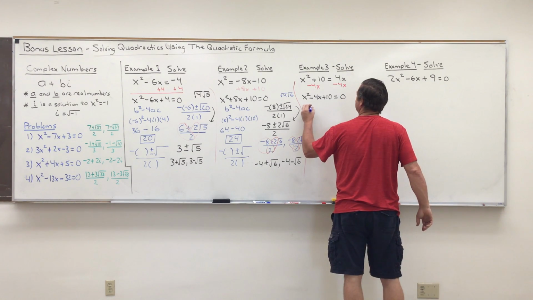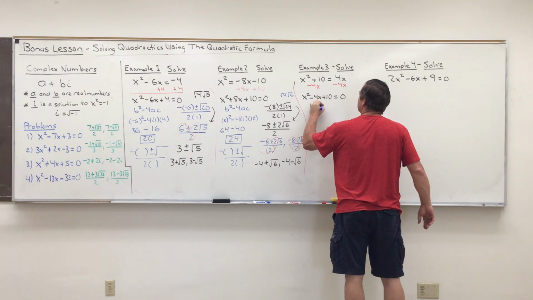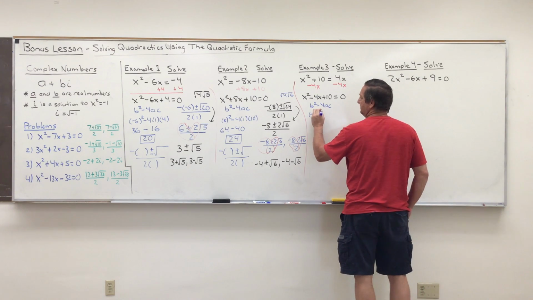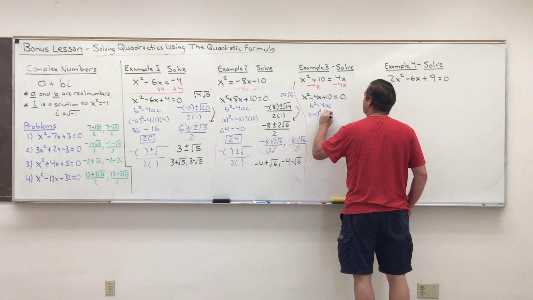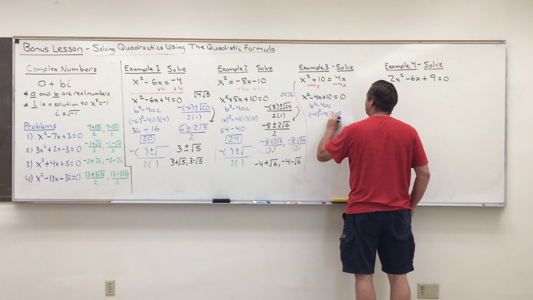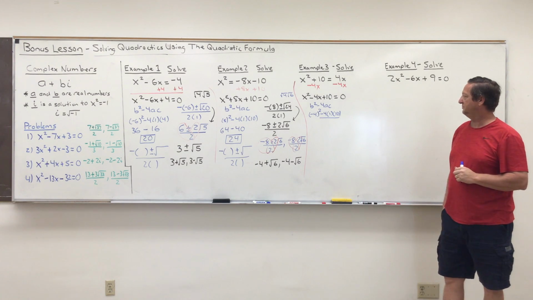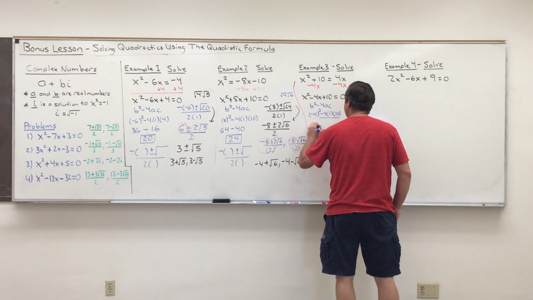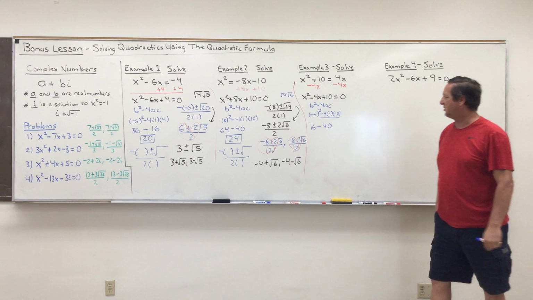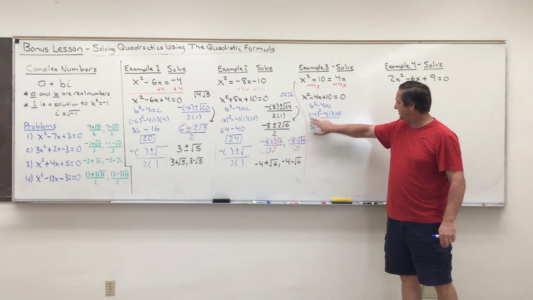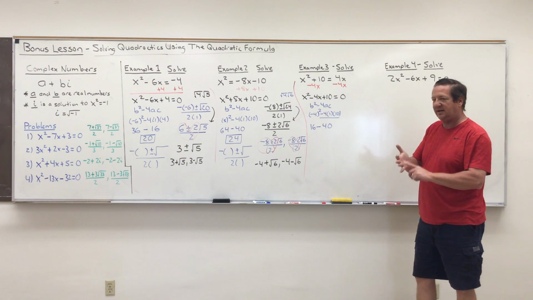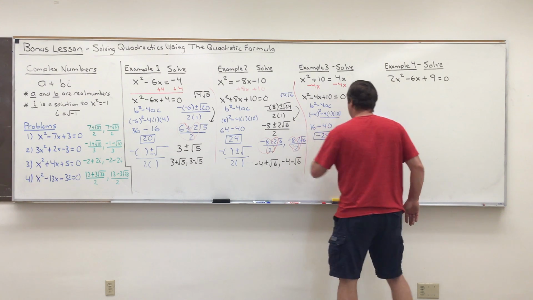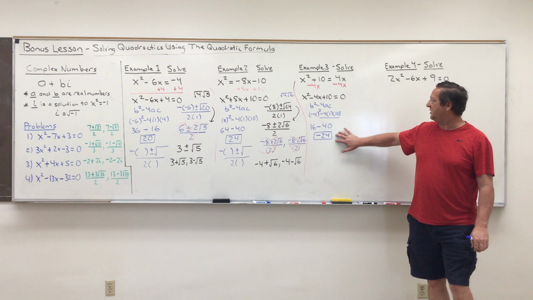Discriminant. Negative 4 squared minus 4 times 1 times 10. And this gives me 16 minus 40. Okay? Let's see. Negative 4 squared is 16. 4 times 1 times 10. The discriminant is negative 24.